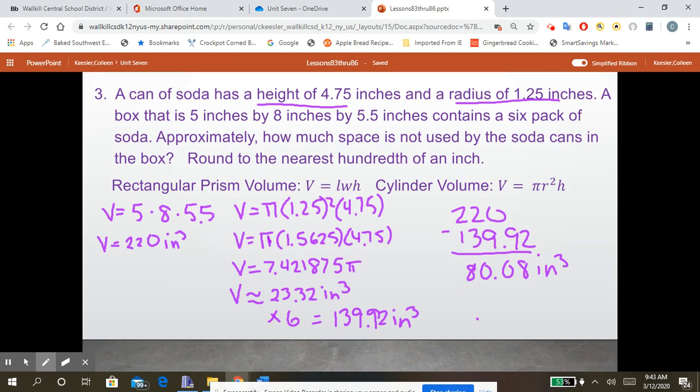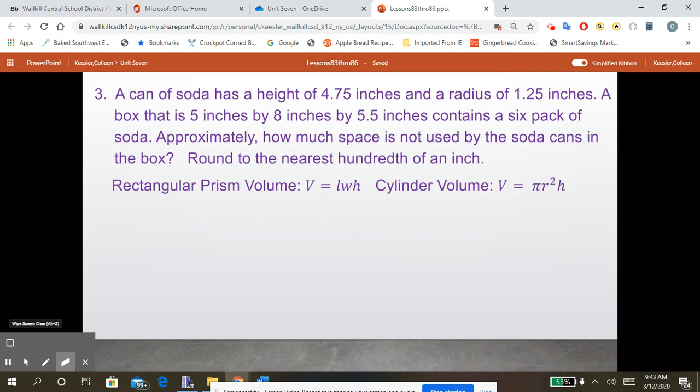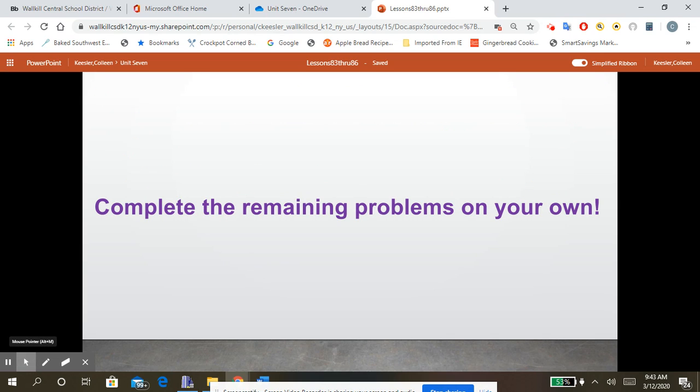All right, so hopefully this is all making some sense to you, because you guys are going to try some problems on your own. Make sure you check in with me so I can be sure that you've got it right before moving on to today's exit tickets and homework.